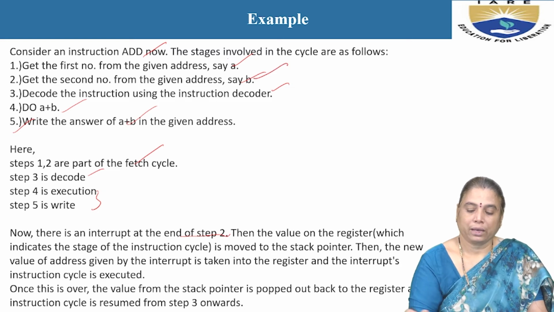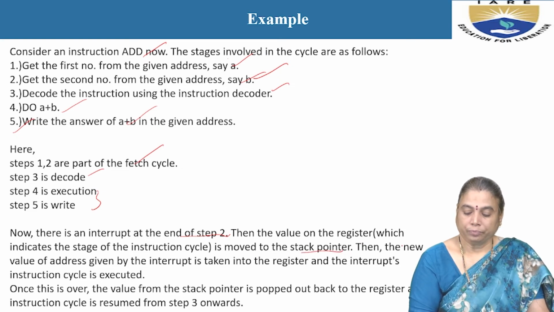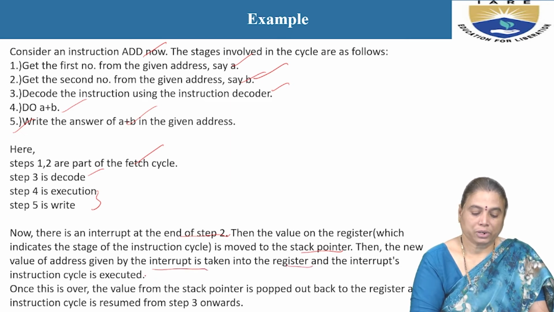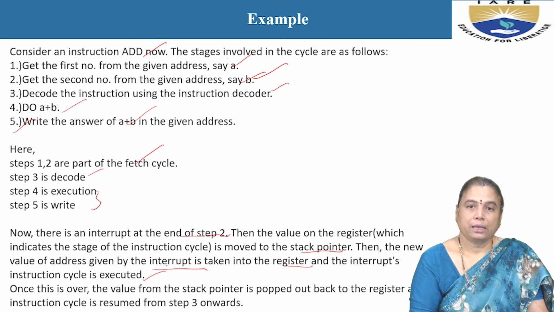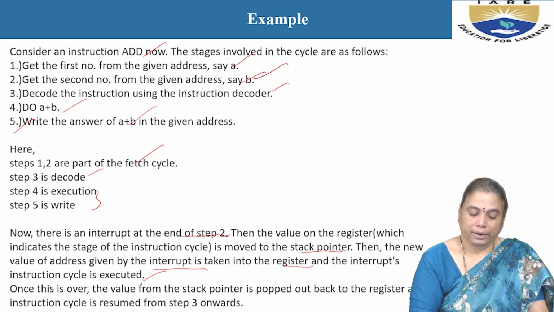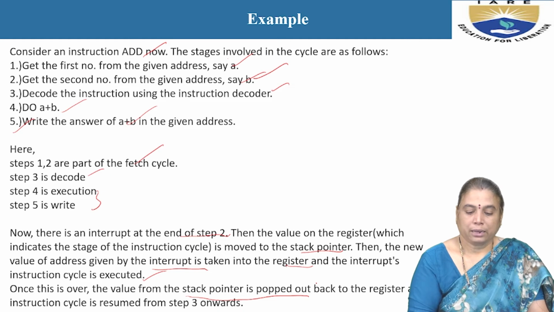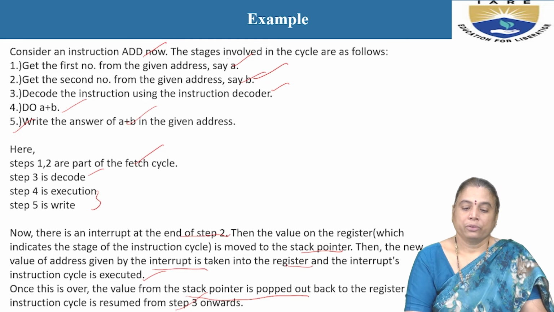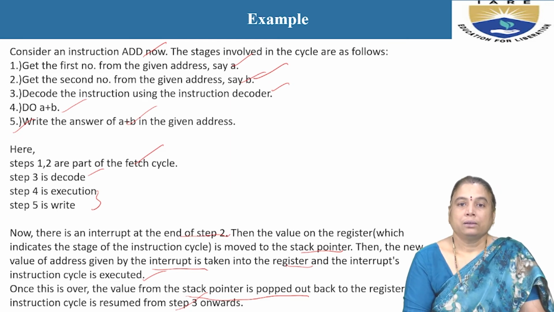So here itself, if an interrupt occurs, then the value in the register is moved to the stack pointer. Then the new address given by the interrupt is taken into the register, and the interrupt instruction cycle can be executed. The ISR can be executed. Once this is over, or whenever a return is identified, the address can be popped from the stack and it can resume from step 3 onwards from the user program. So in this way, the interrupts can be serviced.